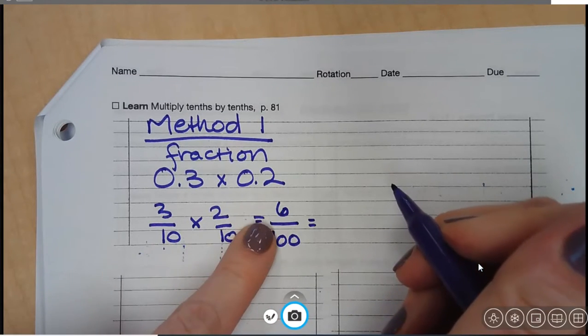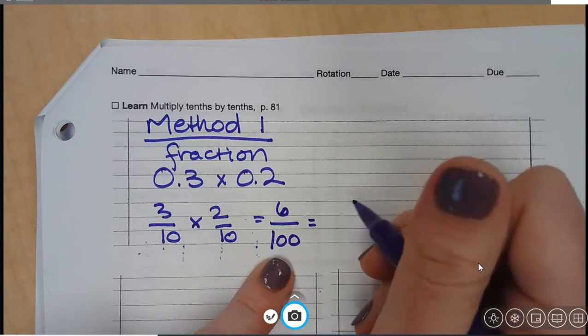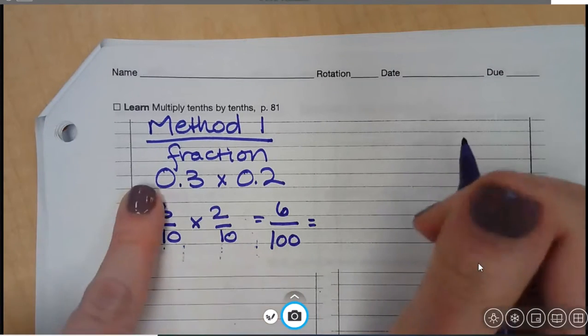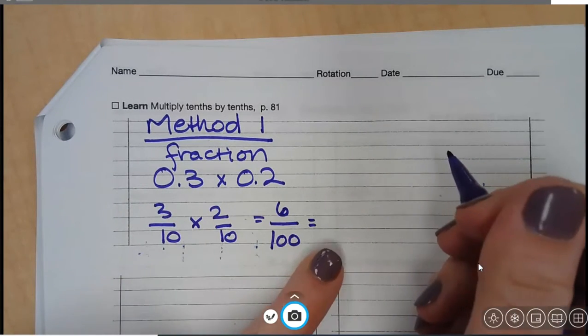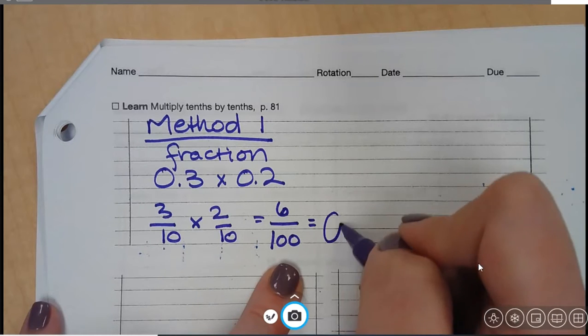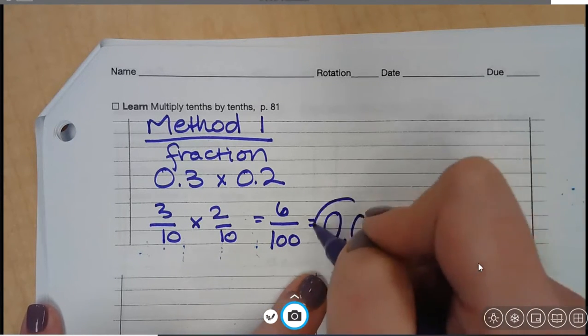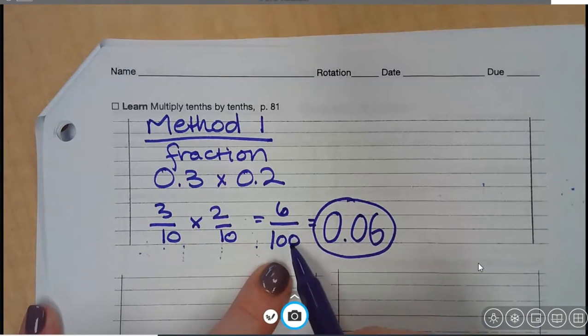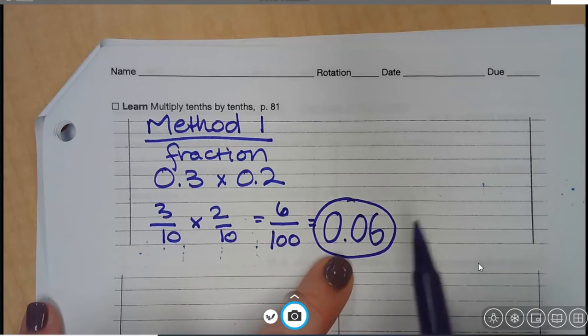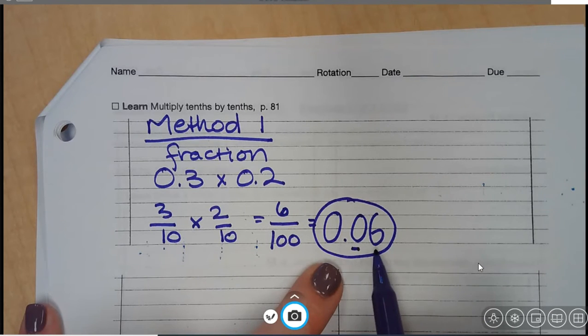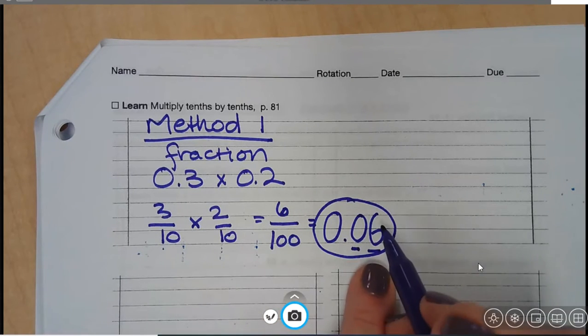So 6/100, if you read that, you should be able to rewrite it as a decimal. This is the tenths place, this is hundredths place. So you put the 6 in the hundredths place and then make some placeholder zeros backwards from that. Method number 2 would be to multiply vertically.